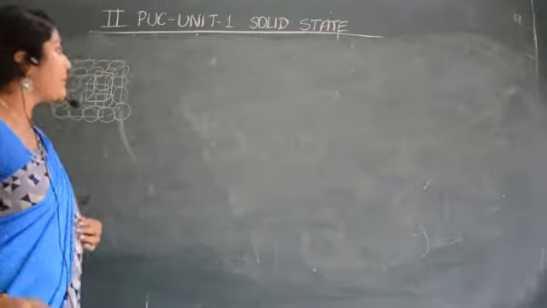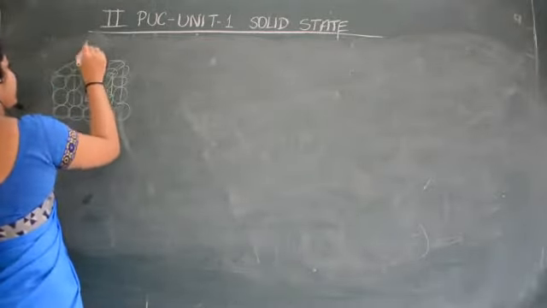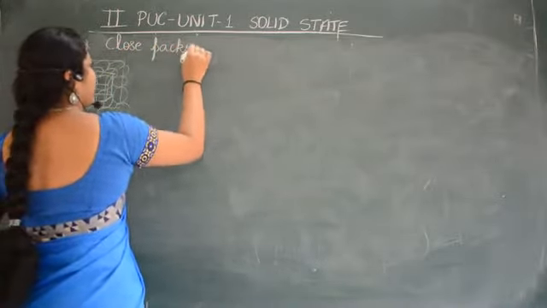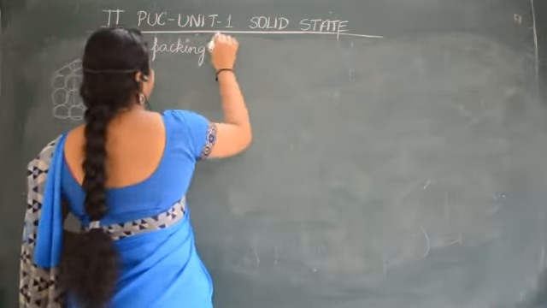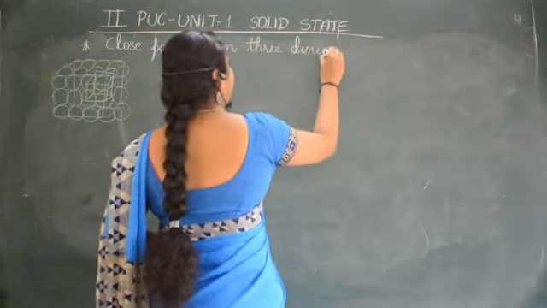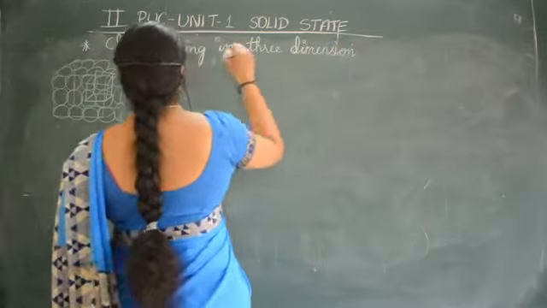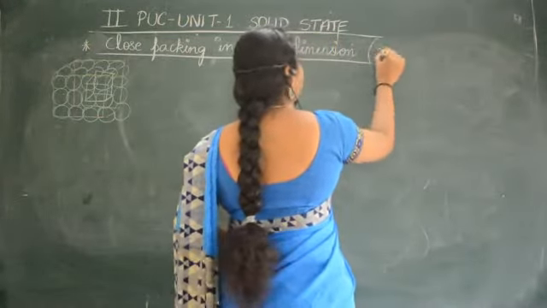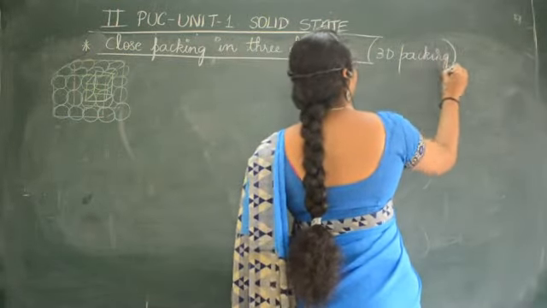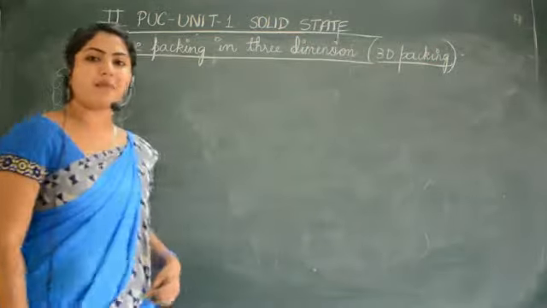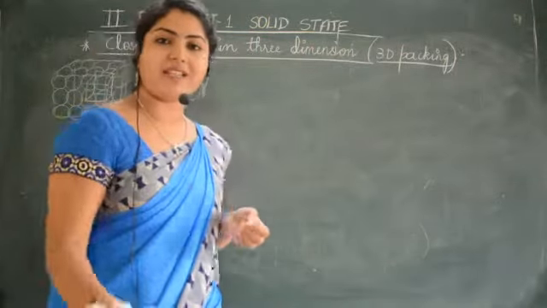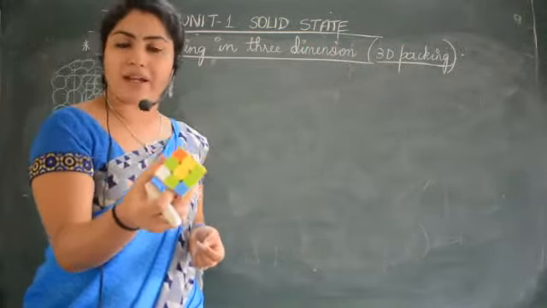Now we will study close packing in 3 dimensions. Close packing in 3 dimensions means a 3D close packing. This is applicable for which type of structures? The real structures. When I say this structure, it means it is a 3-dimensional close packing structure.